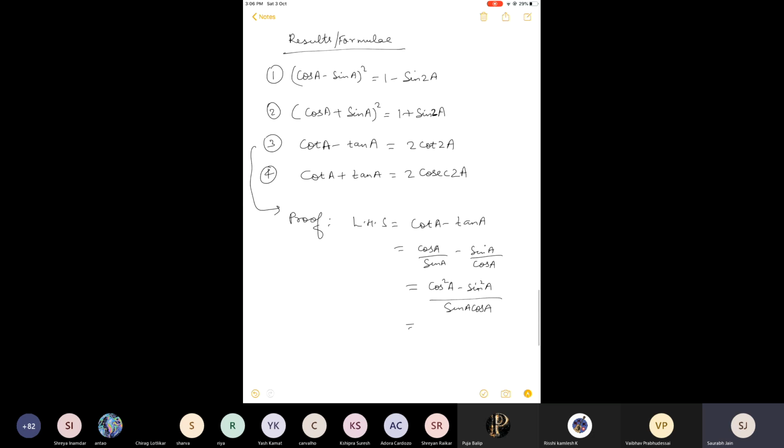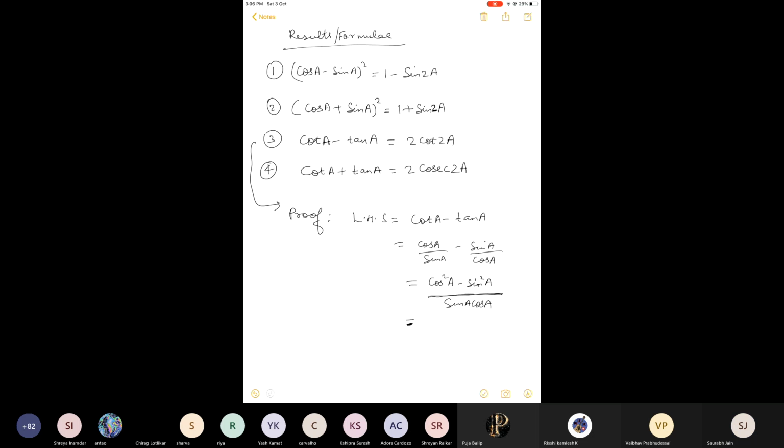Now, can you recognize any formula at this step? Do you see any formula in the numerator? Cos square minus sin square is equal to 1? Cos square A minus sin square is 1, or plus sin square is 1? Yes, there is a formula, but anyways, no problem. Anyone else? What is the formula here? Cos 2A. Yes, cos 2A, correct.